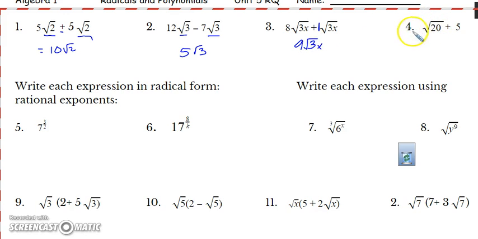And then the only thing you have to worry about on 4 is you reduce this, square root of 20. 4 times 5 gives you the square root of 4, which is 2. Square root of 5 you can't do, so then you just have this. Okay, and there's your answer.